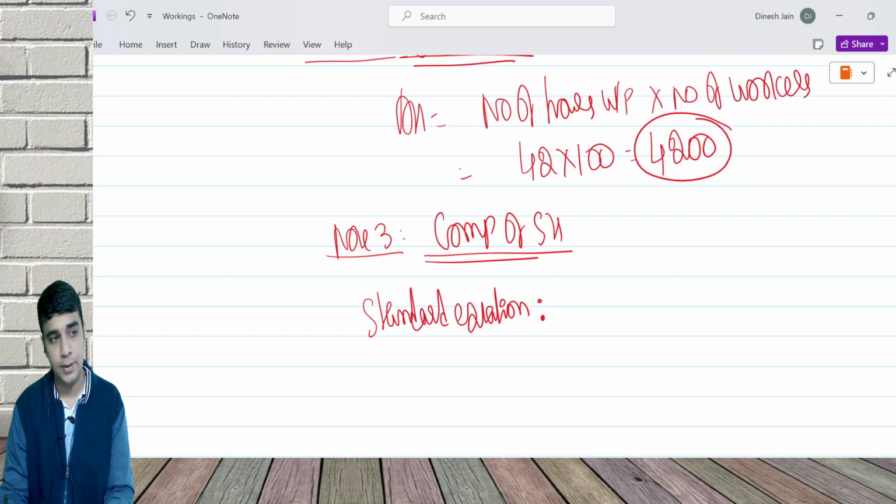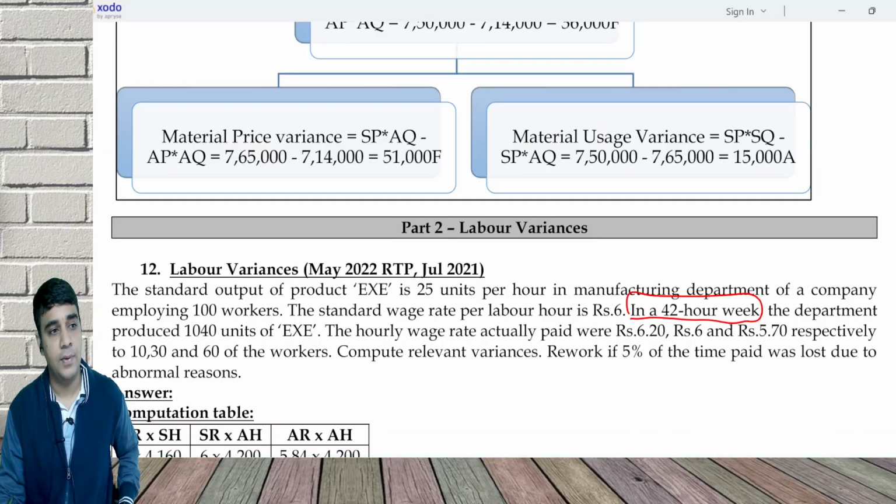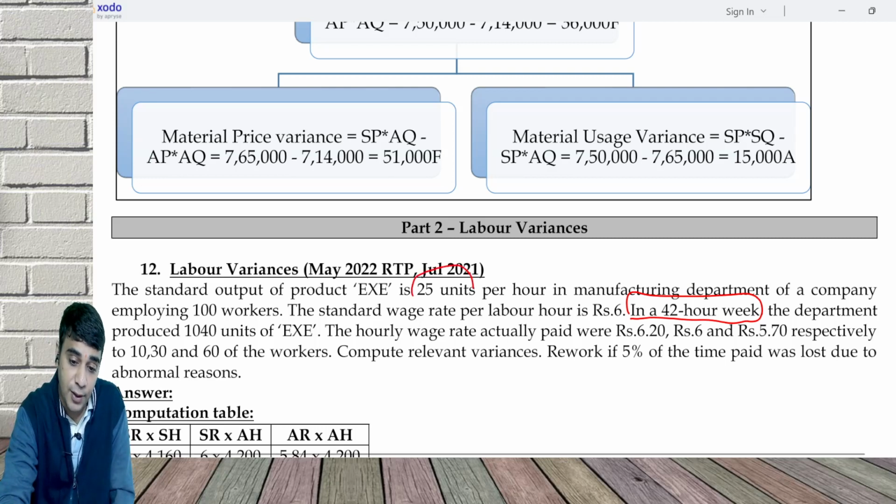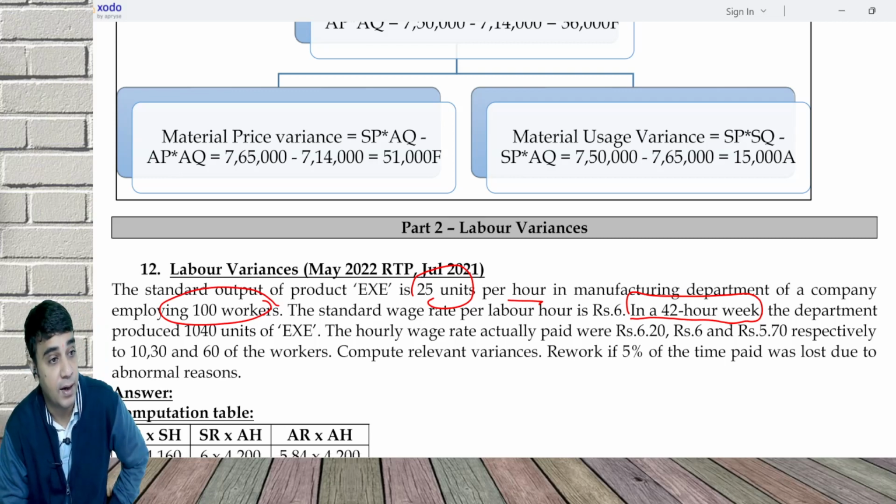Standard equation. Somewhere the question would have mentioned in how many hours we have to produce how many units. What does the question say? 25 units per hour. So listen, wait. 1 hour is equal to 25 units. ST equal to AO. If you remember, this is what we did in the labor chapter. Wait, it says produces 25 units per hour in a manufacturing department by employing 100 workers. So it's not 25 units per hour. It is 25 units per 100 man hours.